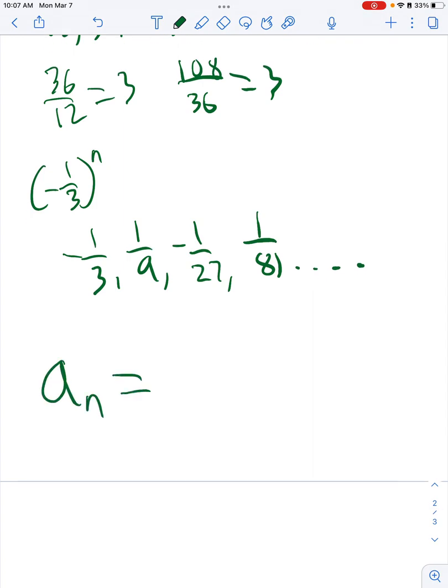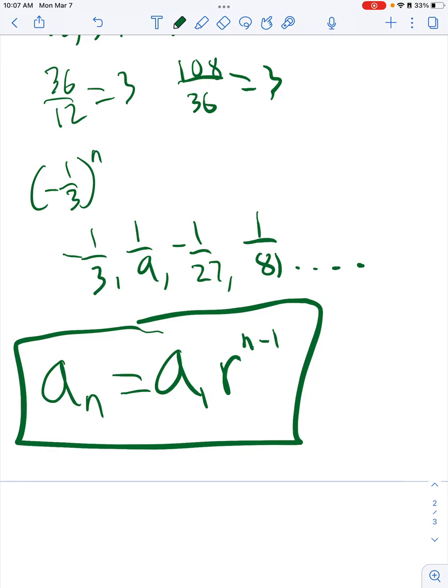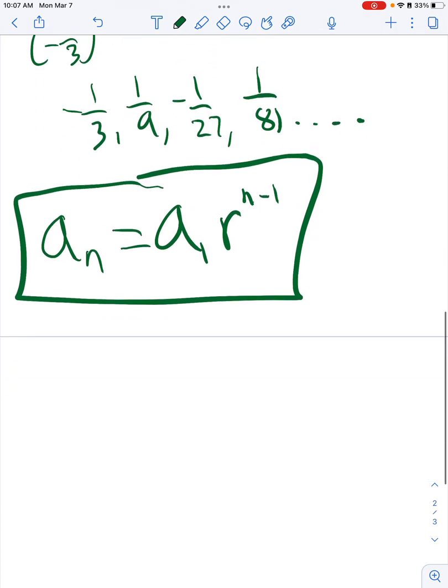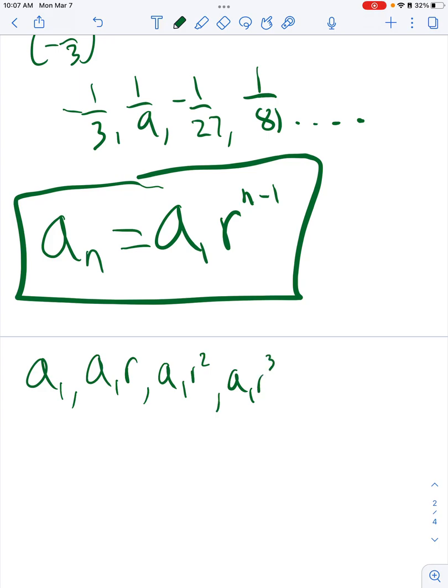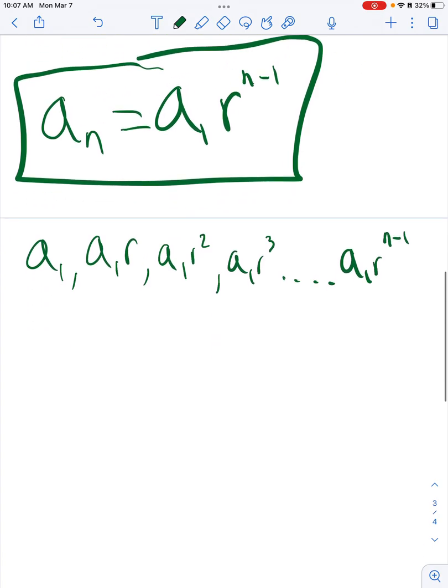This is our base formula for a sequence. We take our first term, and then we take our common ratio to the n minus 1. So this is our base form of geometric sequences. We could write a sub 1 times r, a sub 1 times r squared, a sub 1 times r to the third, all the way until we get a sub 1 r to the n minus 1 term.